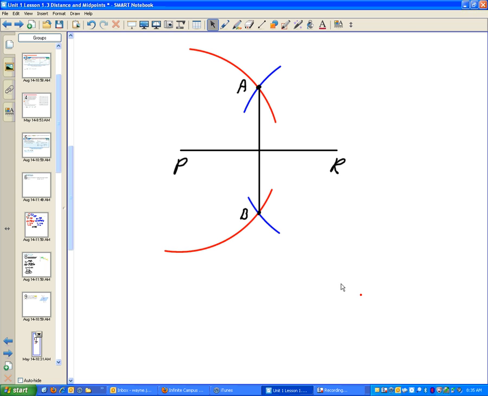All right? That means that that line AB cuts segment PR into two equal halves, two congruent segments. The segment bisector cuts segment PR into two congruent segments. Does everybody look that way? Okay.